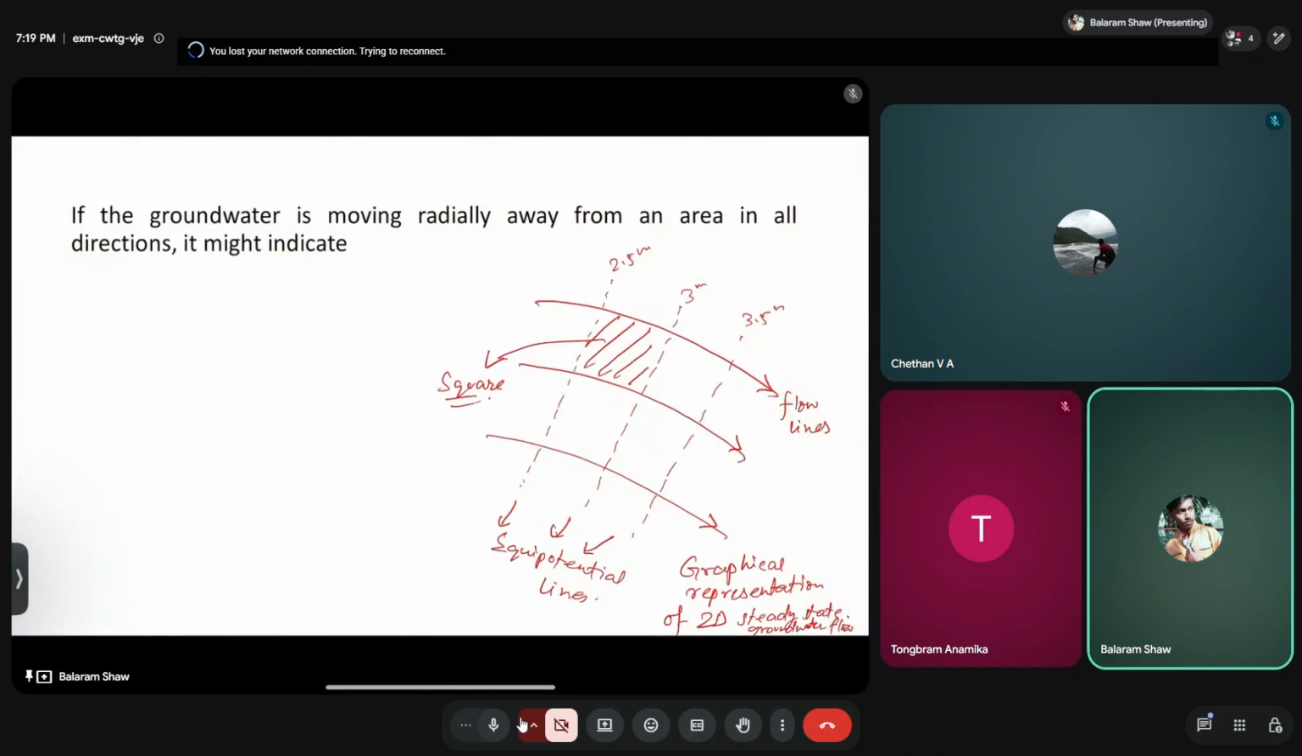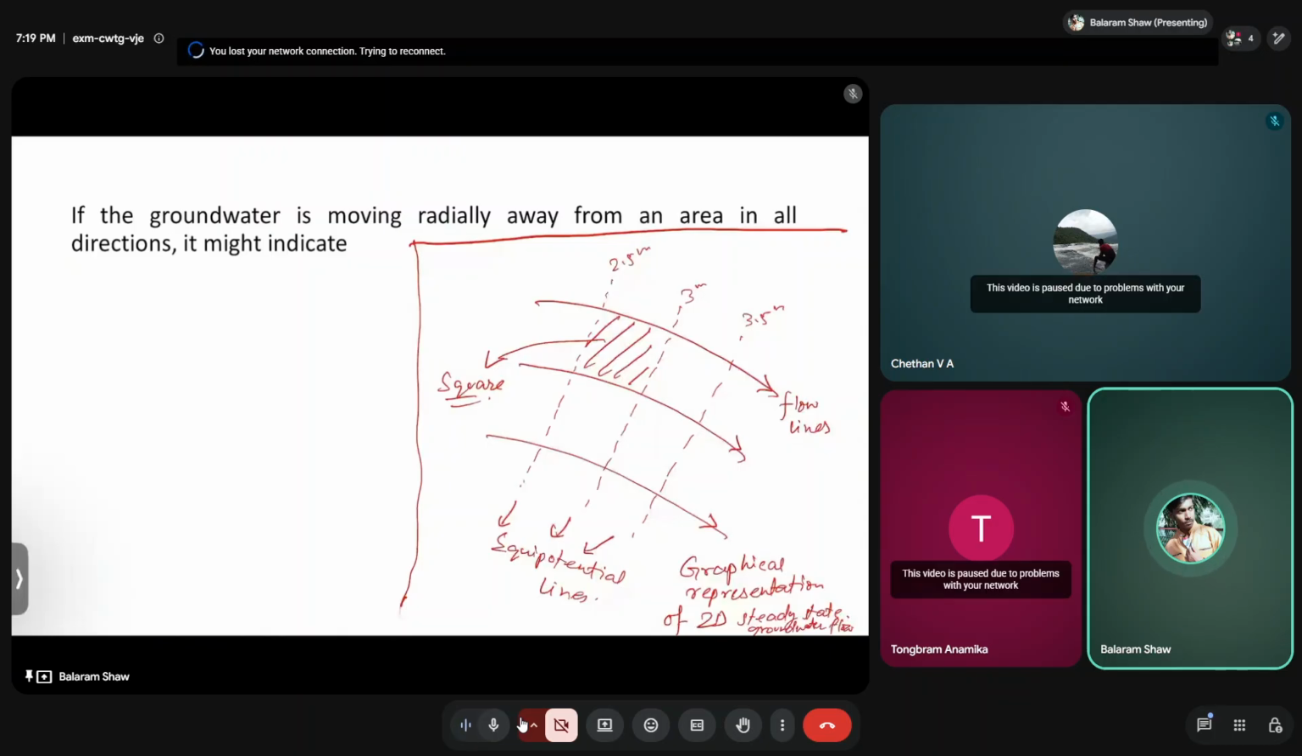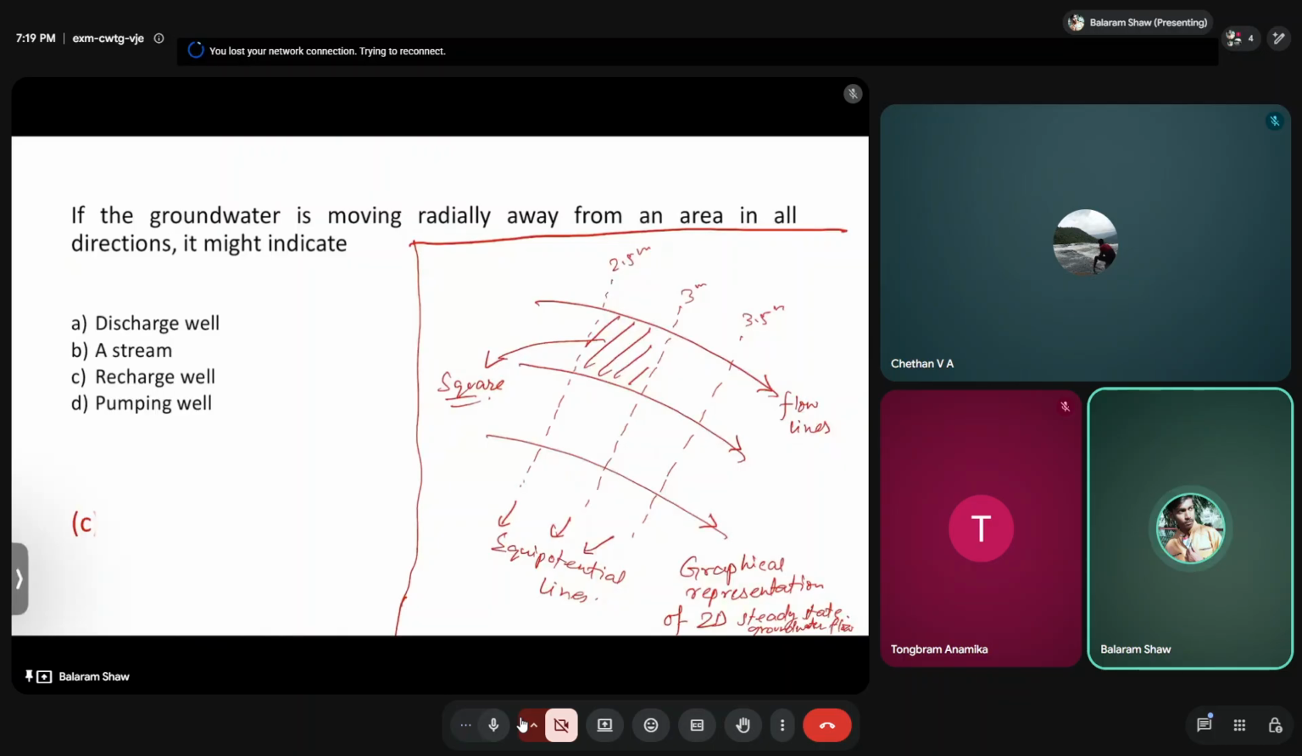Fine. So we'll move to the question. The question is, if the groundwater is moving radially away from an area in all directions, it might indicate, your options are: A, discharge well; B, a stream; C, recharge well; or option D, pumping well.